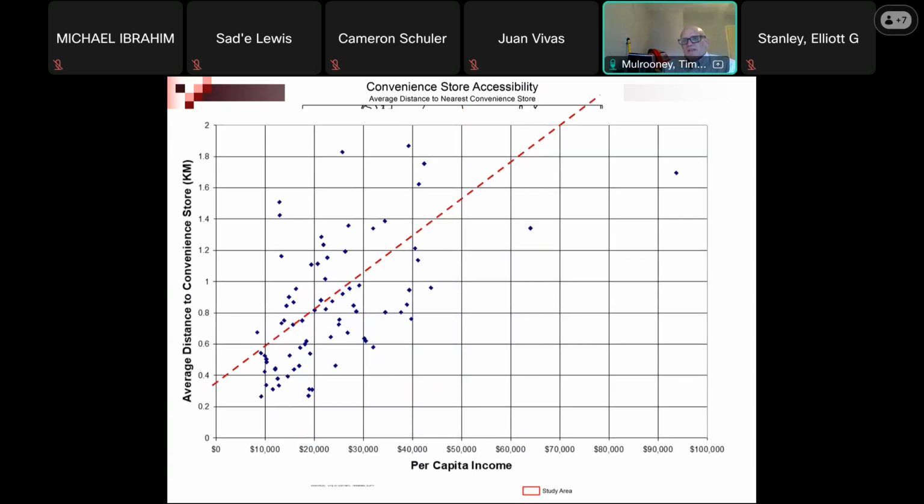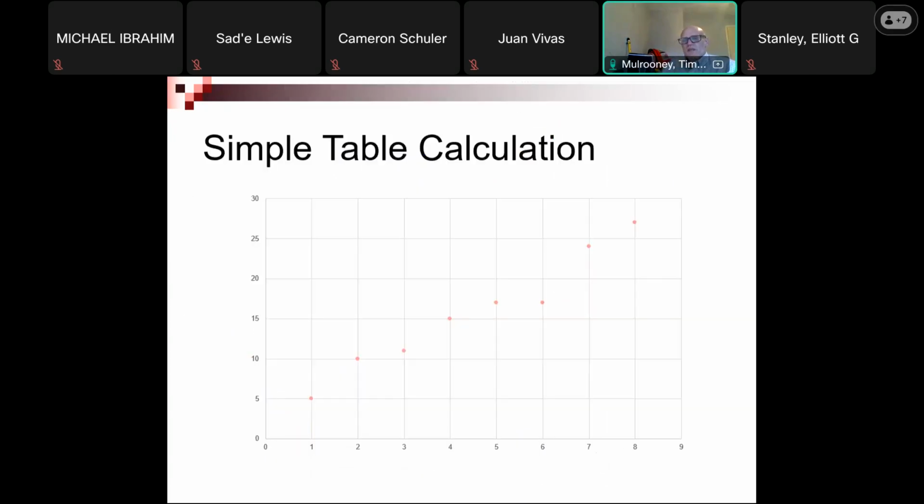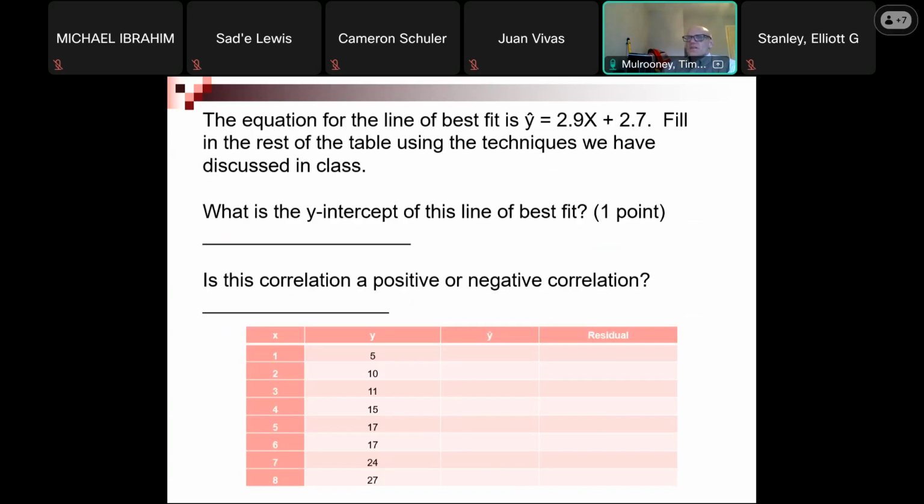And I've mapped per capita income, because basically what we do here, and I'll go back to this one in a second, is we have these data points right here. Now, instead of having 67 data points, I've got 248 data points right here. And the equation for my line that it spits out for me is my predicted y equals 2.9x plus 2.7. Fill in the rest of the table using the techniques we discussed in class. Now, first question is, what is the y-intercept? The intercept is 2.7, I'm sorry.